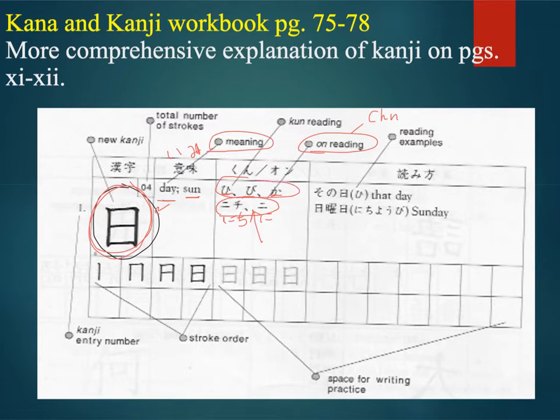And the first set of readings written in hiragana is called the kun reading. The kun reading is the Japanese reading. So this is the reading they assigned to the kanji to fit their own language. And over here on the very right-hand side, you have some examples of how that kanji is used in words or phrases. For example, this is read nichiyoubi. Notice that in the same word, you have two different readings of this kanji. You have nichi, and the last one is bi. And in this one up here, it's read sono hi.